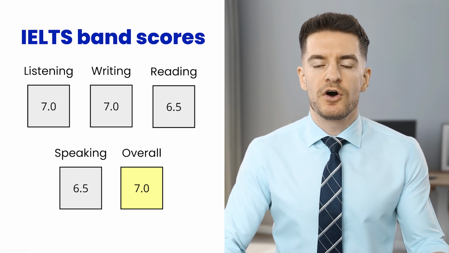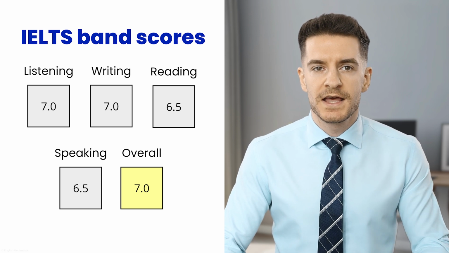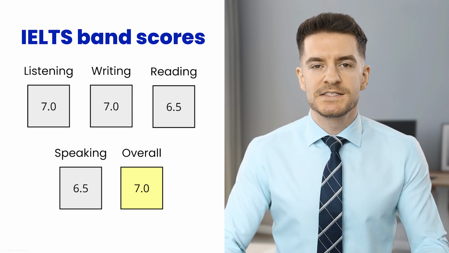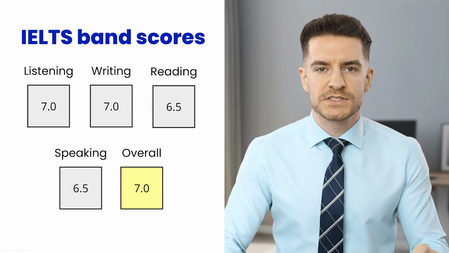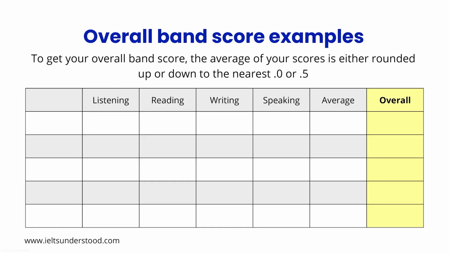This person got an overall score of 7, and they got 7 for listening, 7 for writing, 6.5 for reading, and 6.5 for speaking. So to calculate your overall band score, you need to take the average of all of your 4 scores, listening, reading, writing, and speaking, and then this number is either rounded up or rounded down to the nearest 0.0 or 0.5. Let's have a look at some examples.